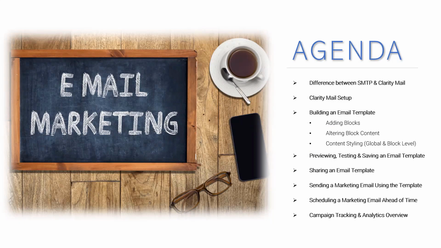Clarity Mail, which is what you set up in the marketing module, allows you to send your emails out through our email server, so much like what Constant Contact or MailChimp would do. And you set up your email addresses you wish to send from, and then they go out through our server, not through your normal Outlook or Gmail. So we will talk about that, how to do the mail setup.